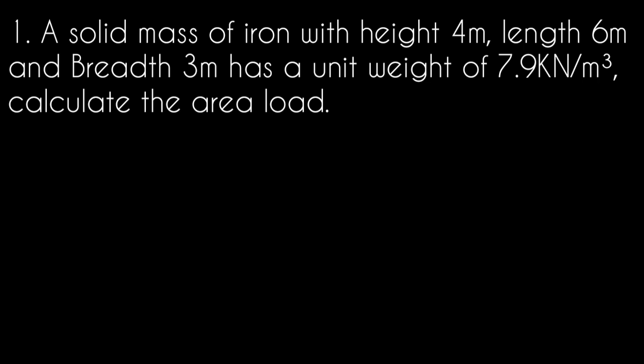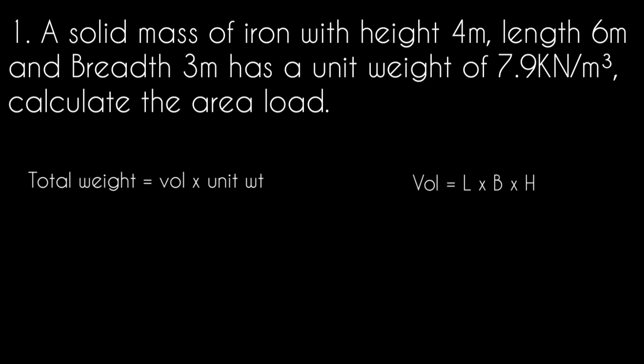We'll first find the total weight of the mass of iron. Total weight will be the volume of the mass of iron multiplied by the unit weight. The volume of this mass of iron will be the length multiplied by the breadth multiplied by the height. This will give us 6 times 3 times 4, which will be 72 meter cube.